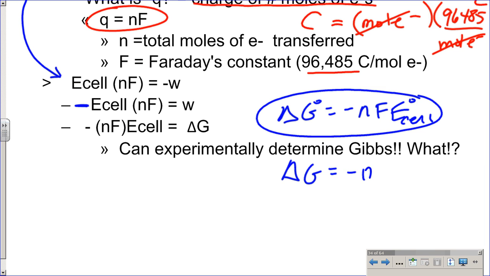Delta G is equal to negative nFE. Non-standard, so no little knots there. We're going to talk about non-standard conditions in just a second. All right, cool. You don't have to memorize how to connect the dots, but I wanted this to make sense to you, not be like, hey guys, memorize this formula. So we can prove how to get places.